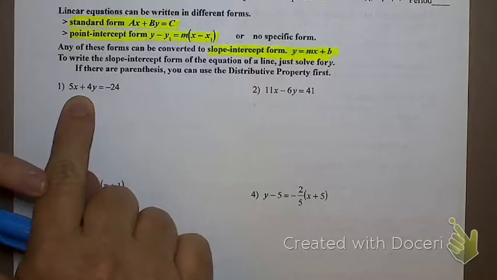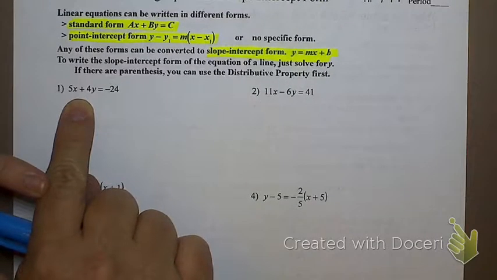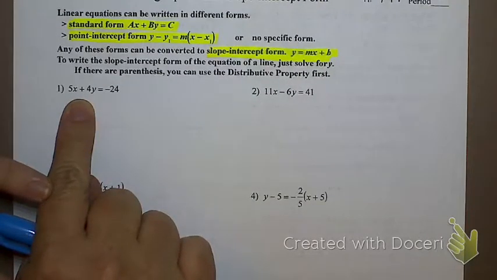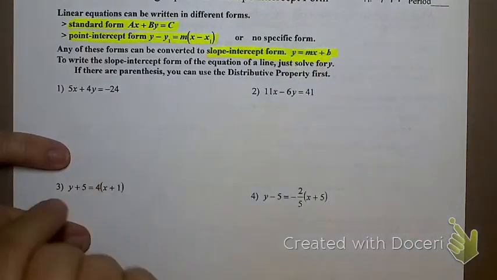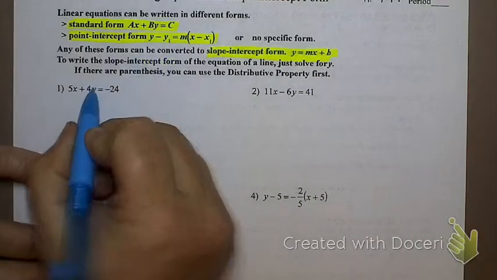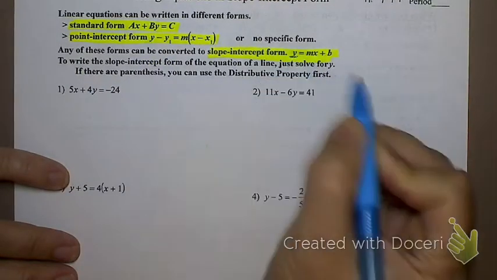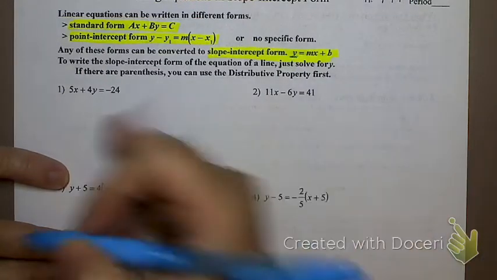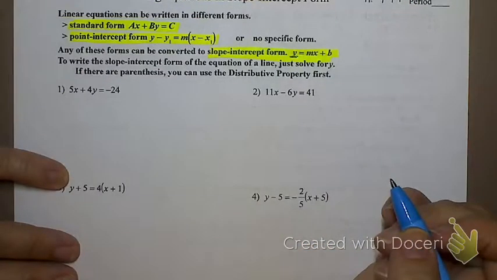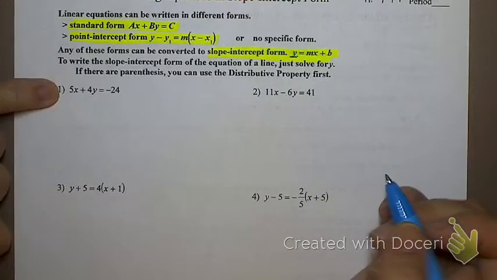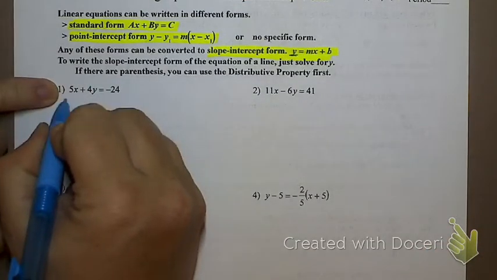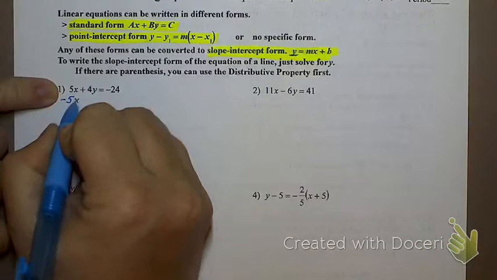What form is this? Standard form. And how do you put it in slope-intercept form? Well, slope-intercept form, the main thing you need to notice is that y is by itself. So if I'm given any other form, I need to get y by itself. So how do I go about getting y by itself here? Subtract 5x from both sides of the equal sign.